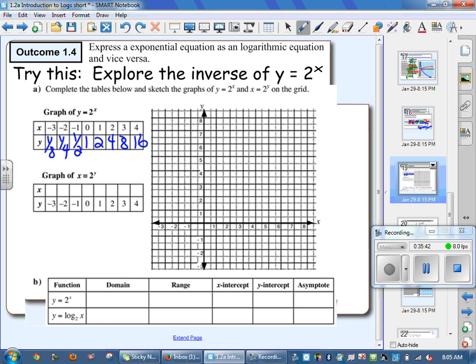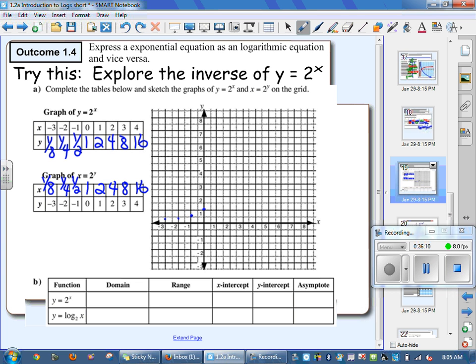Let's graph those. So, the exponential one, I'm going to graph this one. So we're going to have this guy coming up, and then we're going to be down there, and it's going to come up here. There's our exponential graph. We're going to join our points.